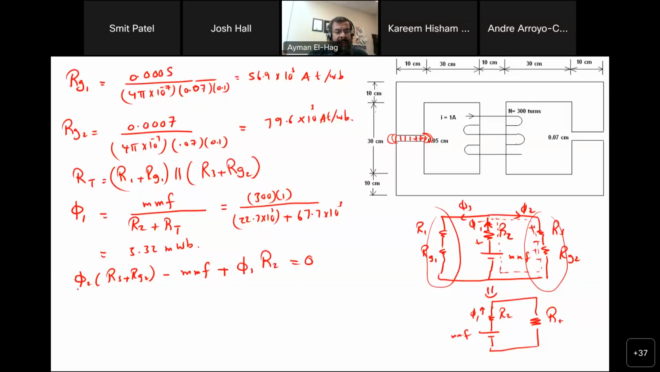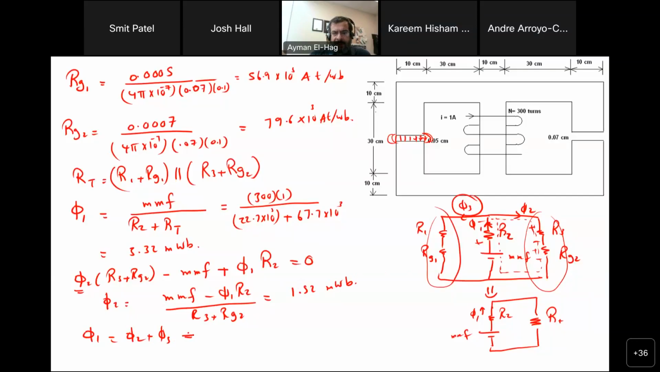So everything is known to me except phi 2. So my phi 2 is basically equal to the MMF minus phi 1 times reluctance 2, divided by reluctance 3 plus reluctance G2. We have all the values. Then this is equal to 1.52 milliweber. What is left? Well, we are left with flux 3. We can apply KCL. Phi 1 is equal to phi 2 plus phi 3. What I want is phi 3, which is equal to phi 1 minus phi 2, which is equal to 1.8 milliweber.